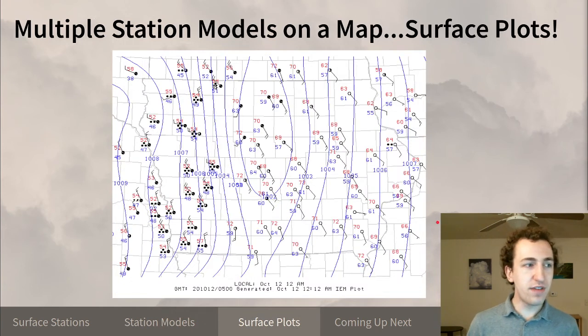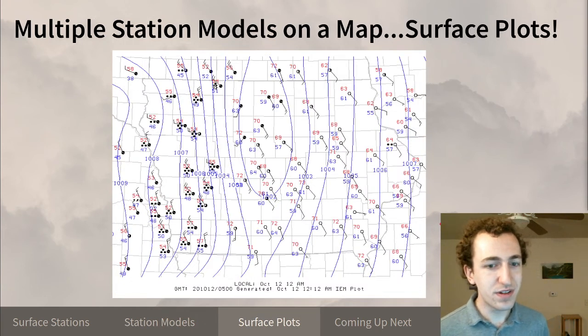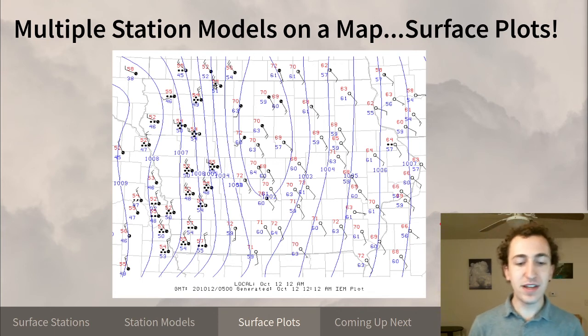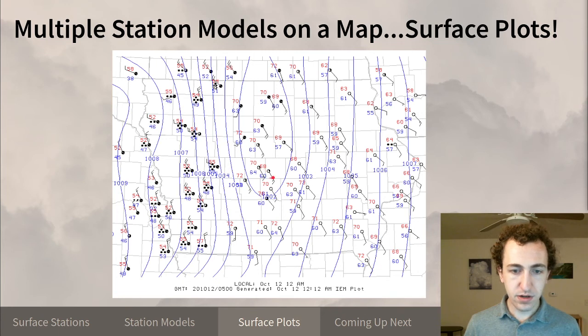So we often don't just have a single one of these station models. We end up having a surface plot where we see a lot of these at once, so we get the idea of what the surface conditions are over a wide area. For instance, this is an example of the Iowa Environmental Mesonet's surface station data. And Ames is right over here. So Ames has 68 temperature, 60 dew point, quarter sky cover, roughly southeasterly winds at about 15 knots.